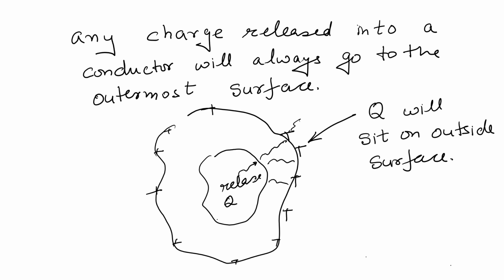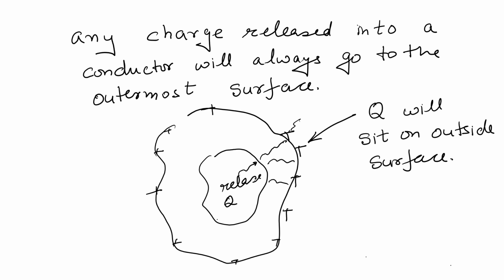Please keep that in mind. Charge in a conductor can never be distributed in a volume, and a released charge in a conductor, wherever you release it, will ultimately go and sit on the outside surface.